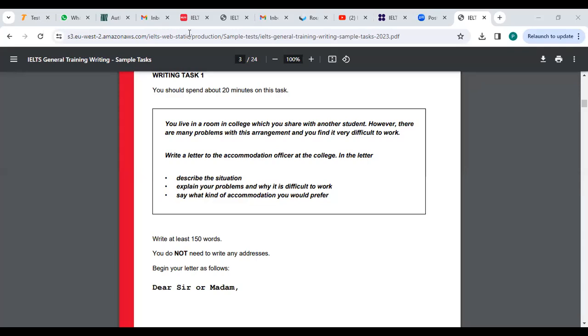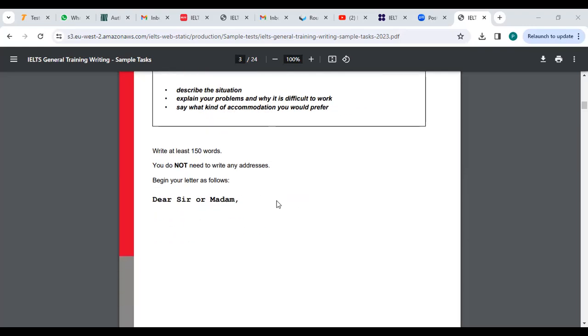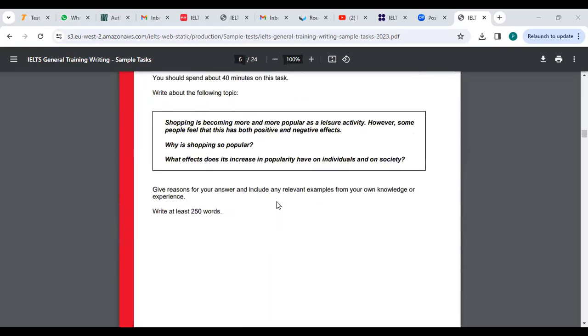So this is how the writing task 1 for the general test looks like. You are asked to write a letter. So it's always a letter writing, and you would be asked to write at least 150 words long.